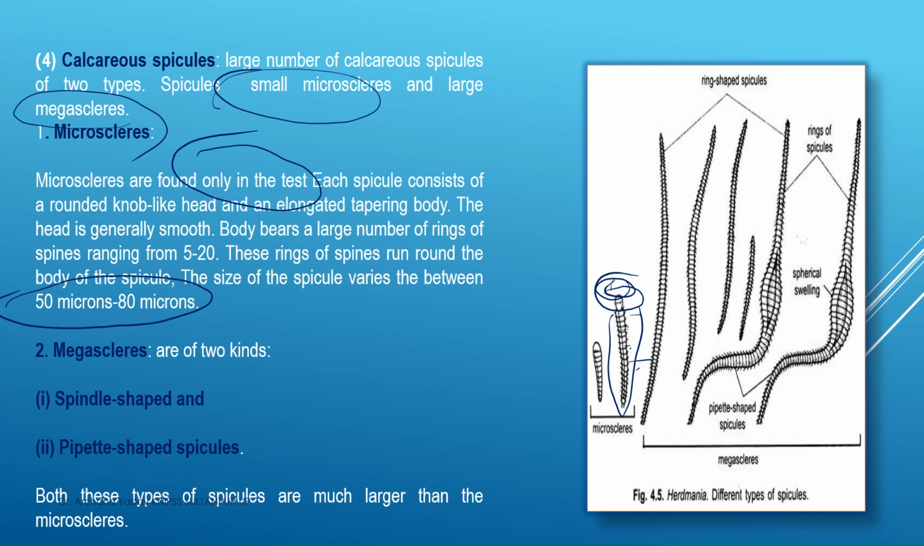The megascleres are also of two types. Number one is the spindle shape and next is the pipette shape. Here in this picture, this one is a spindle shape and this one is the pipette shape.